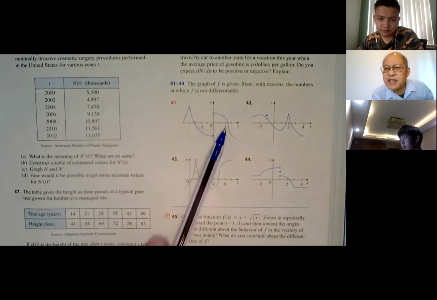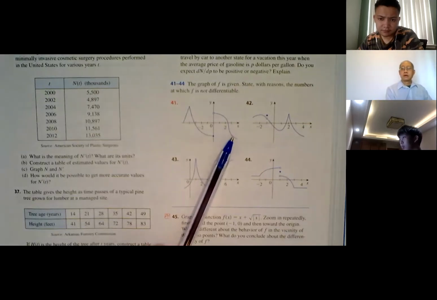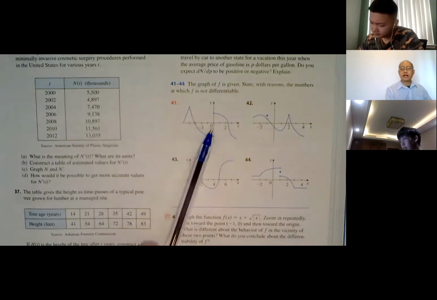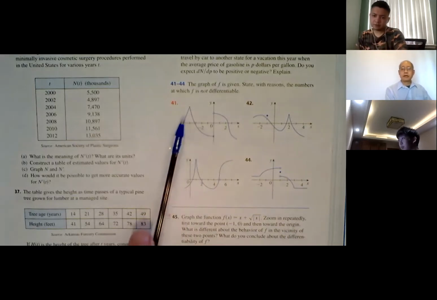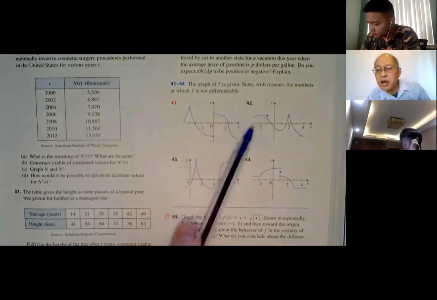And let's see, I think that's about it. I don't think they intended that to be a vertical tangent. So that's fine. All right, so just x equals negative 4 and x equals 0. Not differentiable, not differentiable.